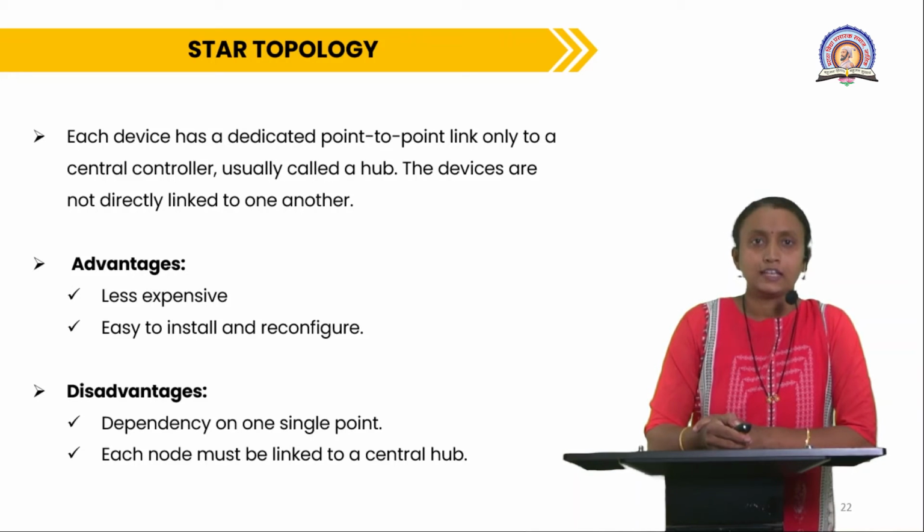The advantage is that it is less expensive, because if you want to add a new device, that device is directly added to the central hub. So only one link will be used to add it. Then it is easy to install and configure. The disadvantage is dependency on a single point: if the central hub collapses, then automatically the whole network will collapse. So the reliability of a star topology network depends totally on the central hub. Then each node must be linked to the central hub to become part of the network.